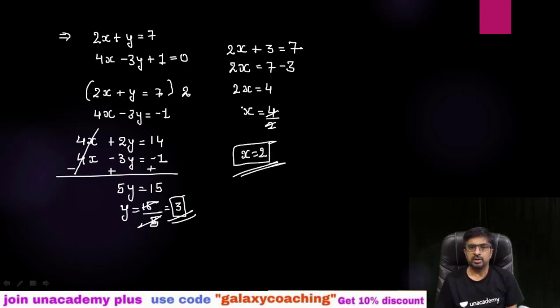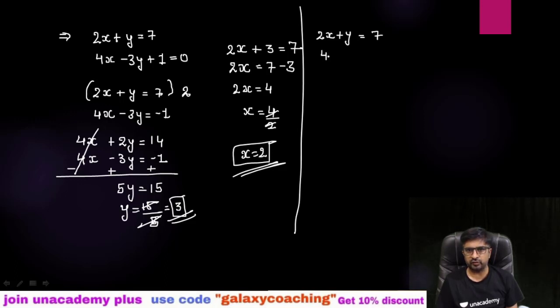So this is the proper method, guys. One more method is there. As I told you, you can make the terms with x the same, or you can also make the terms with y the same. How and what do we need to do? Let me show you. This is the second method. In the exam, you don't have to do both methods. You can use any one. So 2x plus y equals 7, and here directly I am writing 4x minus 3y equals minus 1.